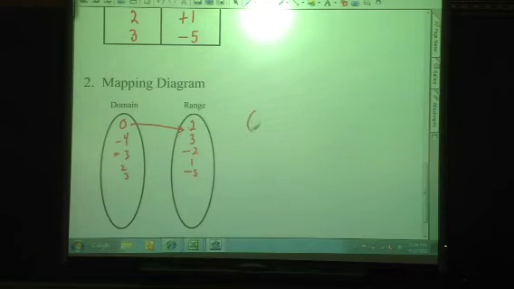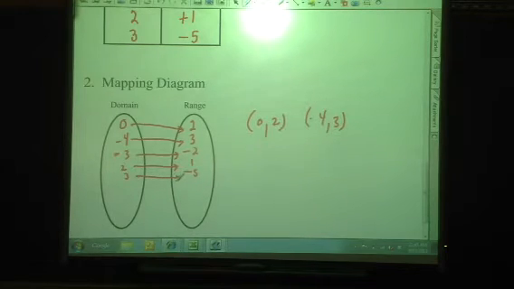So if you remember, we had the ordered pair 0, 2. Well, we map it with 0 as our domain, 2 as a range, and an arrow going from one to the other. If you remember, -4 was a pair with 3. -3, -2 was an ordered pair. 2, 1 was an ordered pair. And 3, -5 was also our ordered pair. So we have two ways for us to show what our ordered pairs could look like in terms of domain and range.